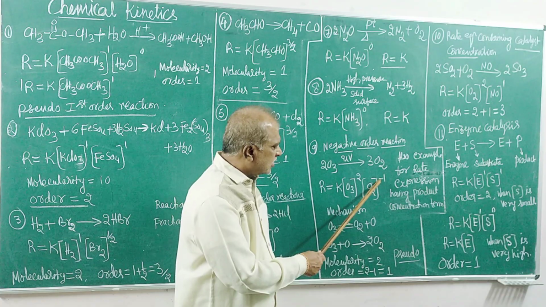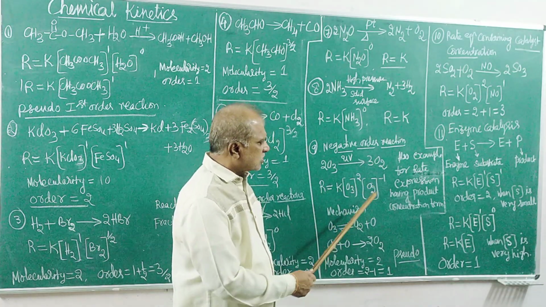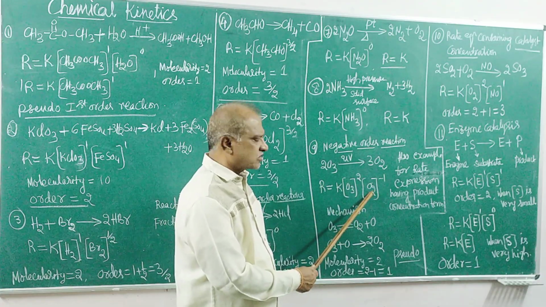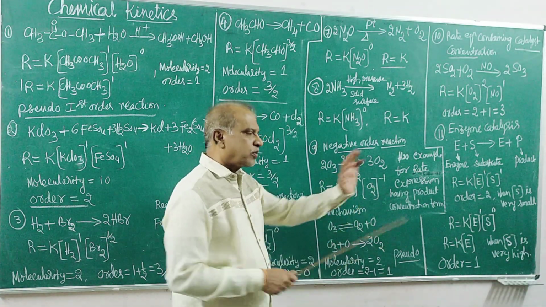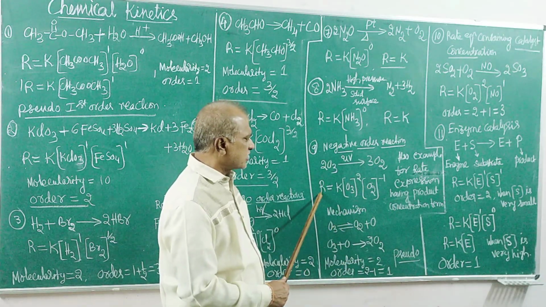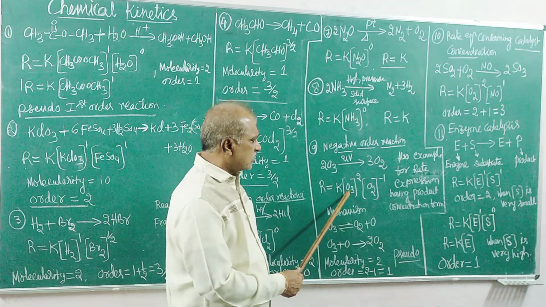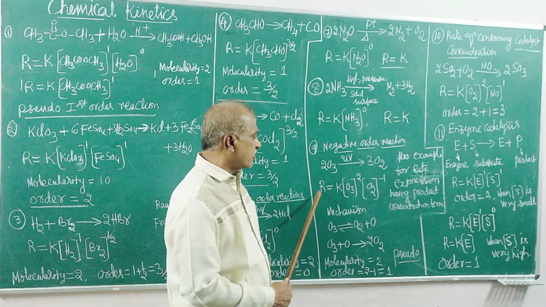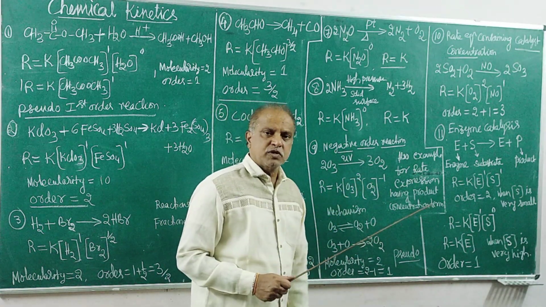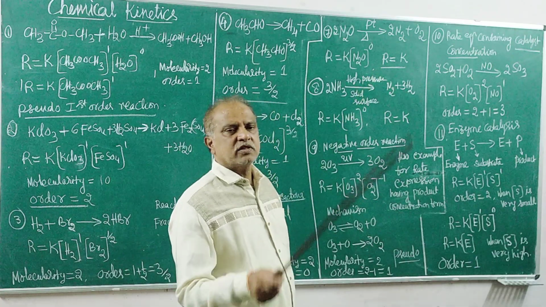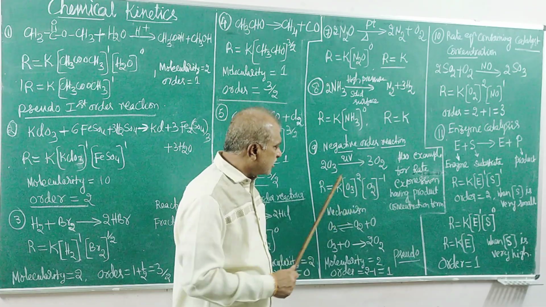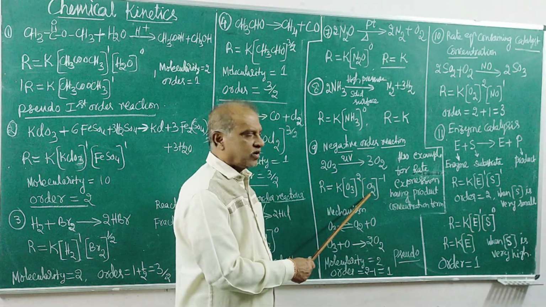But this negative means the rate of reaction decreases as the concentration of oxygen increases; it is inversely proportional. So as the concentration of oxygen increases, the rate of reaction decreases. But as the concentration of ozone increases, the rate of reaction increases. So a positive exponent says that the rate increases with the increase in concentration. A negative value indicates that the rate decreases with increasing concentration of oxygen.